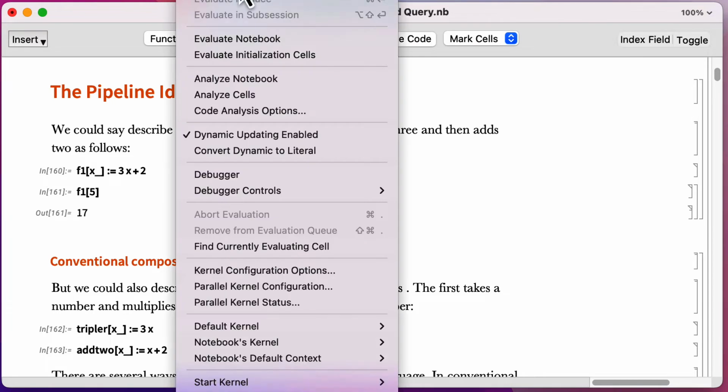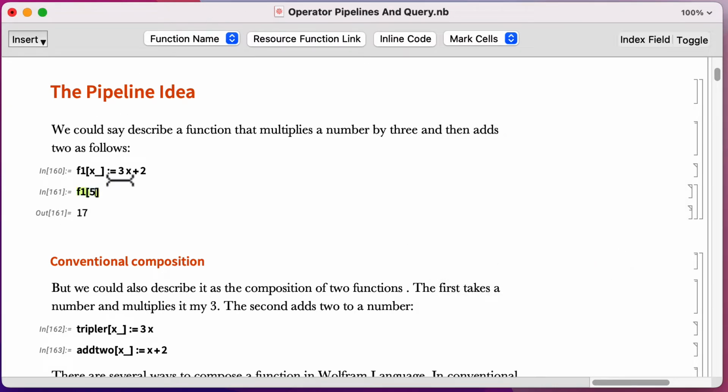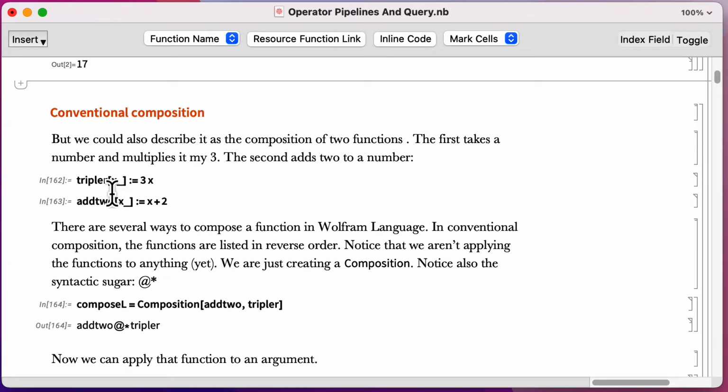And actually, before we go any further, let's exercise some kernel hygiene here. And let's quit the kernel, and let's load this up. All right. So we've got it, and we can see that, in fact, it works. But there's a second way of describing what we're doing here, and that's as the composition of two functions. The first function takes a number and multiplies it by 3, and the second function takes that as input to a function that then adds 2.